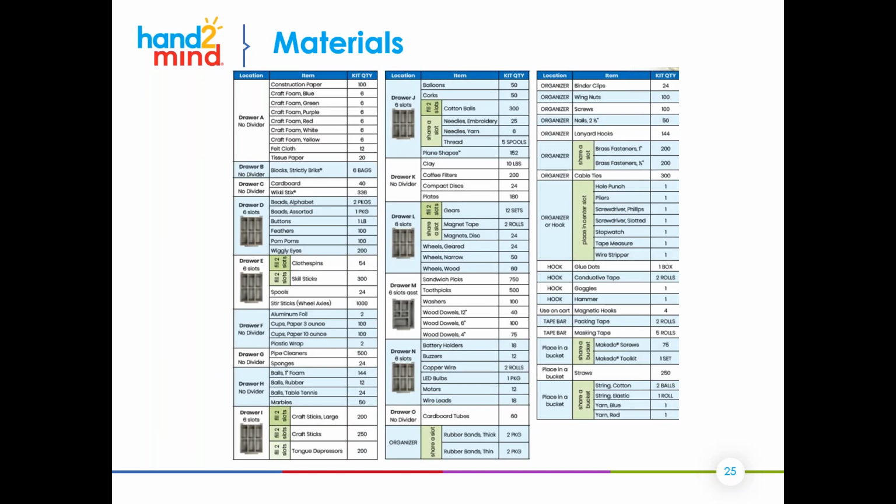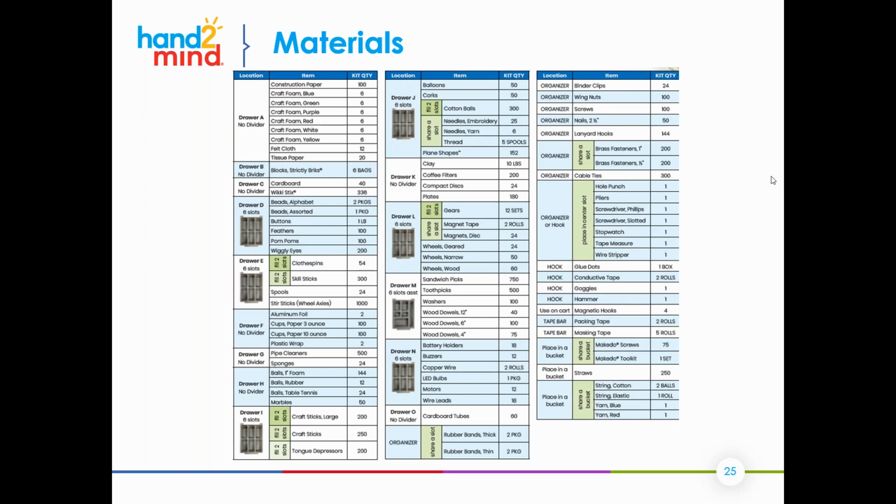So if we look at this component list, this is an image of the way that the components are laid out in the Getting Started guide, I can see that drawer D, let me see if I can put a spotlight on this. Okay, so drawer D right here has an insert. It looks like it is a 6-compartment insert. What I'm going to put in that drawer, once I put the insert in, are the beads, both the alphabet and the assorted, the buttons, the feathers, the pom-poms, the wiggly eyes. So that to me seems like a craft drawer.